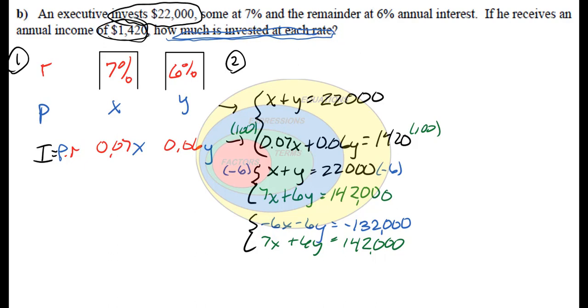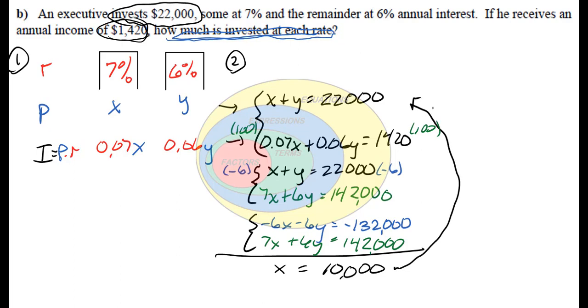So now when I add these two equations together, the y terms will be eliminated, and I'll be left with just x equals, and then -132,000 and 142,000 is 10,000. So I'm going to take that x equals 10,000 and bring it all the way back here to substitute to find y. So I got 10,000 plus y equals 22,000. So I get y equals 22,000 minus 10,000, which is 12,000.